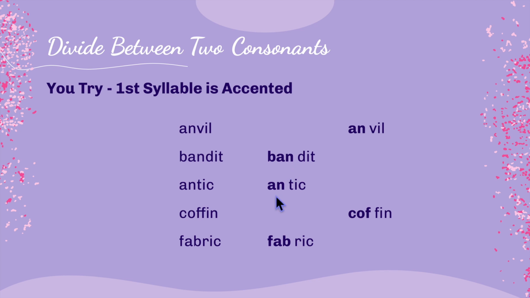We divide between the 2 consonants. We have a closed syllable. All of these are closed syllables, so they use their short sound. Bandit. This is a word where this syllable still clearly has the short I. The same here. Antic. And this word also clearly has a short I. Fabric. In this word, our second syllable will schwa. So instead of coffin, it tends to sound more like coffin. But in both of these words, if you said it with a clear short I, anvil and coffin, people would still understand you. So it's not a problem.